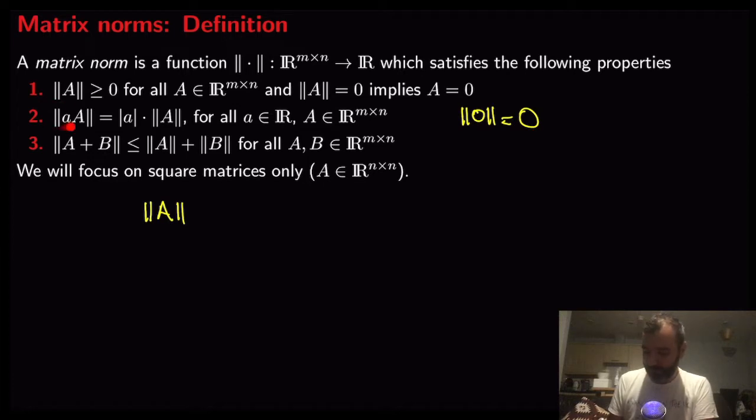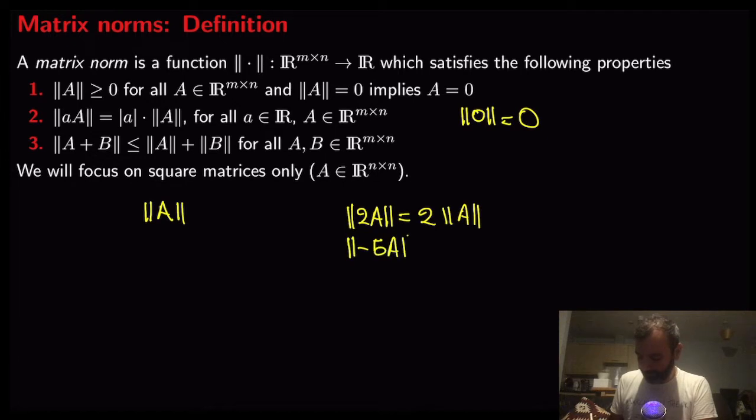Second property, if you scale your matrix A, if you do something like alpha, a number, times big A, which is a matrix, then you can take alpha outside, like this. This is the absolute value of alpha, times the norm of the matrix A. For example, the norm of 2A is twice the norm of A. The norm of minus 5A is 5 times the norm of A. Simple as that. And last one is the triangle inequality.